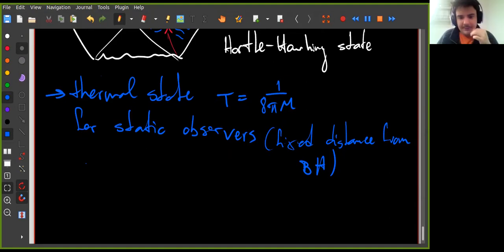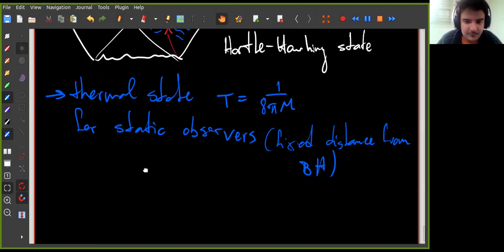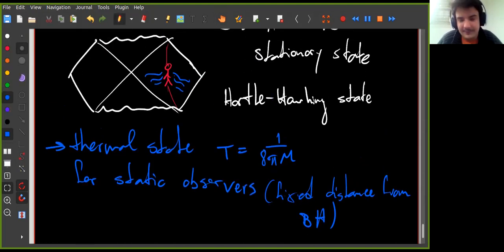A common argument for why this happens, which I consider a wrong argument and I'm going to explain why in a few minutes, is that if you are a static observer, then you're accelerating away from the black hole. Hence, due to the Unruh effect, you're going to observe thermality. And this is essentially the thermality you're going to see. This value is for an observer at infinity. Otherwise, you have a correction due to the redshift.